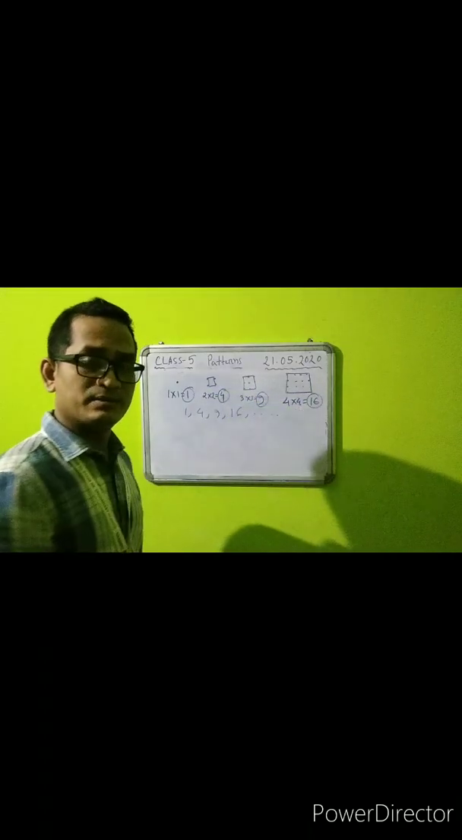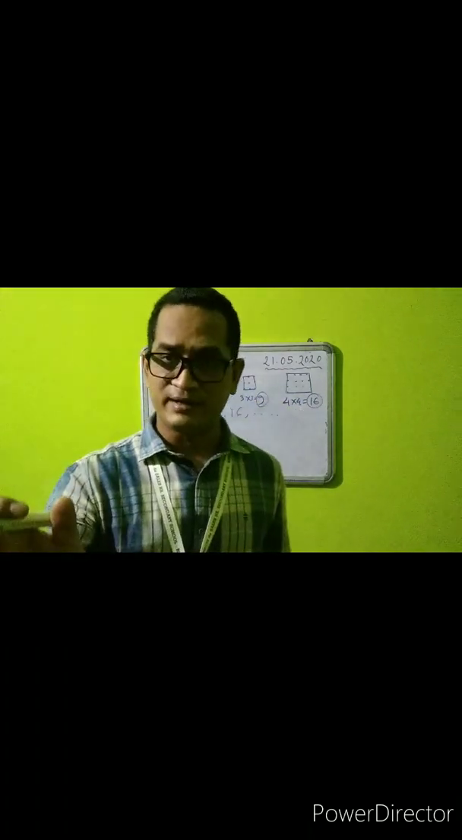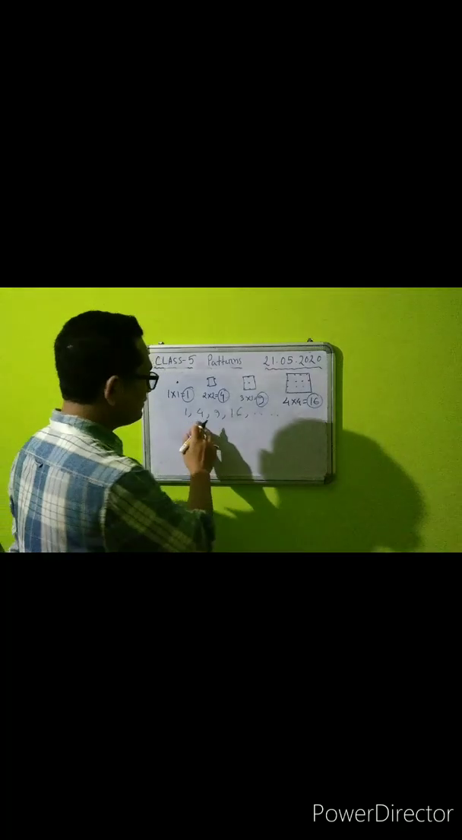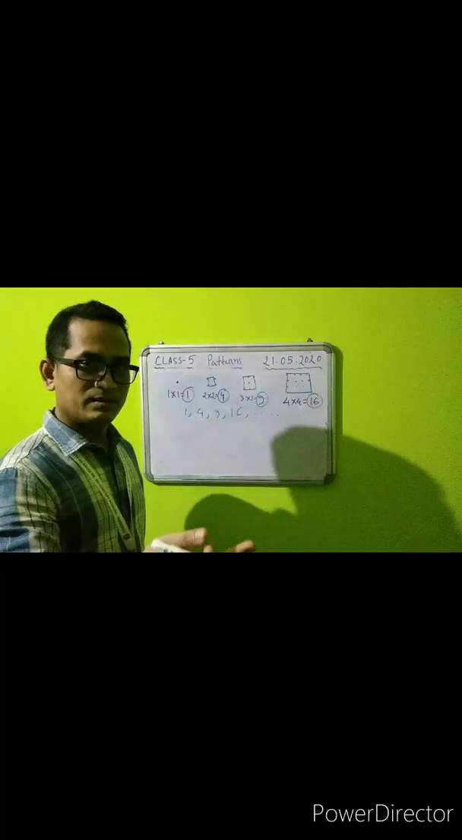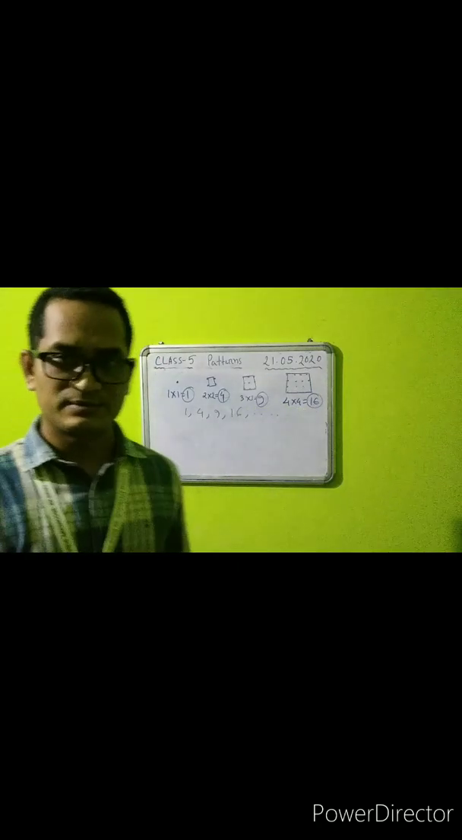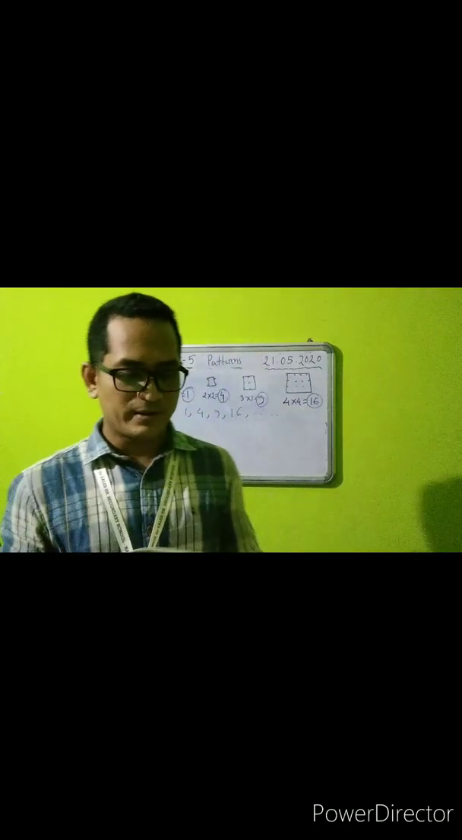So what will be the next number? 5 5s are 25, 6 6s are 36, 7 7s are 49. So that means every time you multiply the same number 2 times, you will get the square numbers. Fine. So that is about the square numbers.